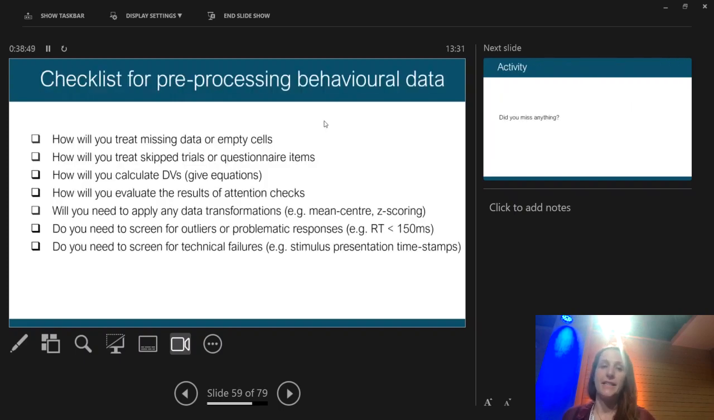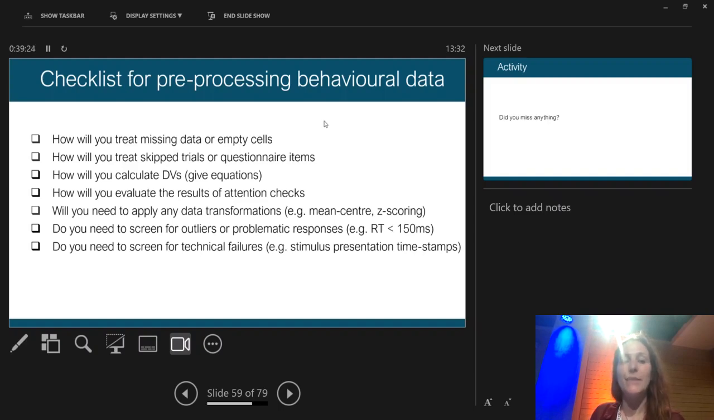So for behavioral data, I've just written, this is going to be incomplete, a checklist for the kind of pre-processing steps you might need to consider and therefore write in your pre-registration. So how are you going to treat missing data? That might be if somebody hasn't made a response, or it might be a technical failure. It might be that you're comparing different kinds of responses in different conditions, and you might have empty cells, so somebody's just never done some combination of things. What are you going to do with those?